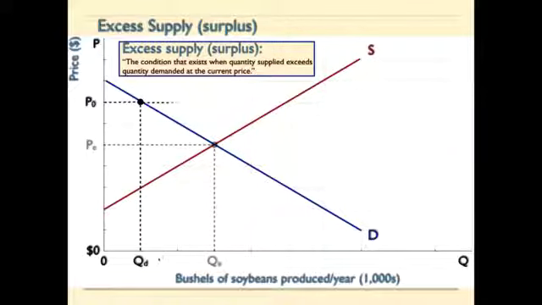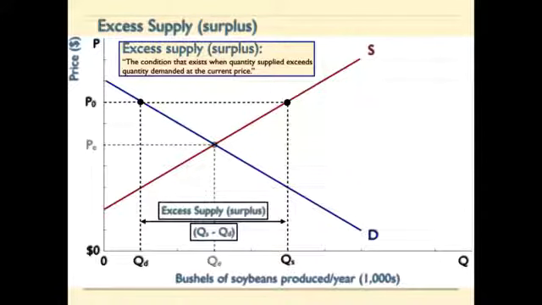And if we continue along that price until we hit the supply curve and go straight down, that gives us quantity supplied. So you can see at this price above the equilibrium gives us a situation where the quantity supplied is greater than the quantity demanded. So if I take quantity supplied and subtract quantity demanded at that price, that gives me the excess supply or the surplus.